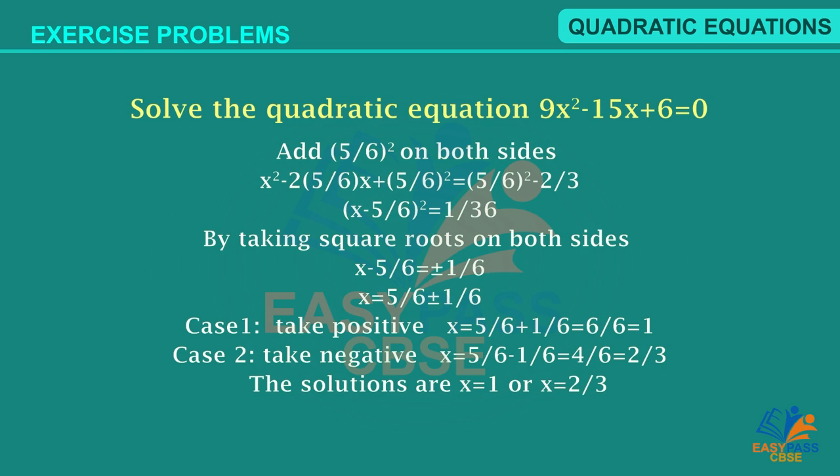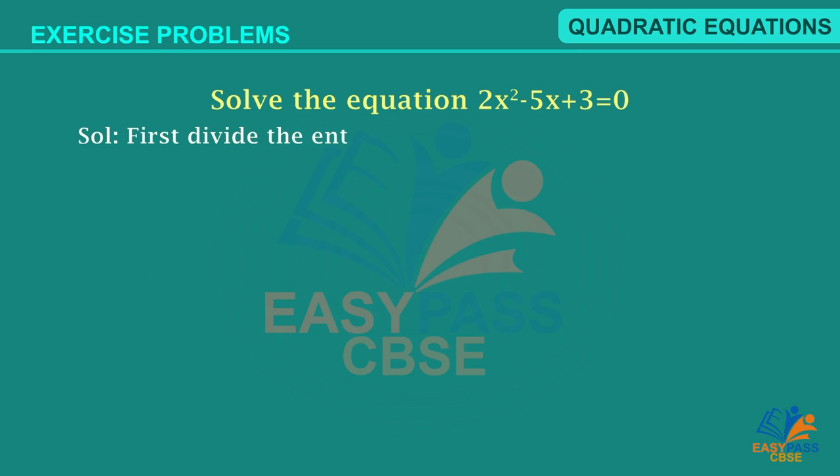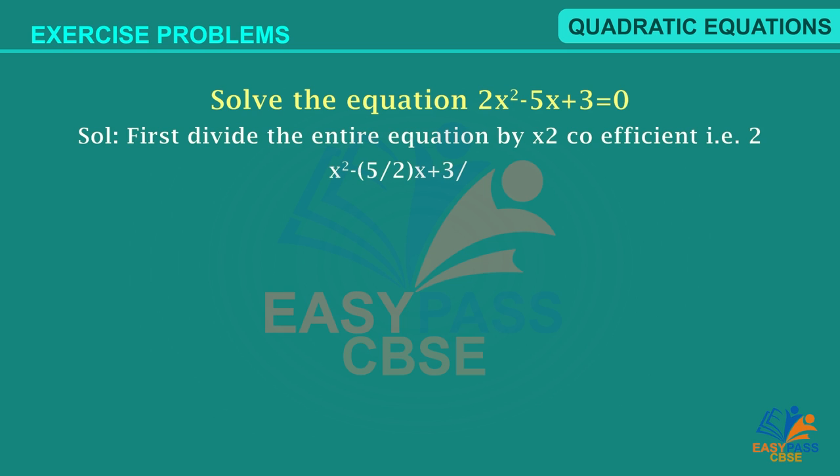Let us do one more question using completing the square. Solve the equation 2x square minus 5x plus 3 is equal to 0. First of all, divide the entire equation by x square coefficient. That means 2. So we have x square minus 5 by 2 x plus 3 by 2 is equal to 0.